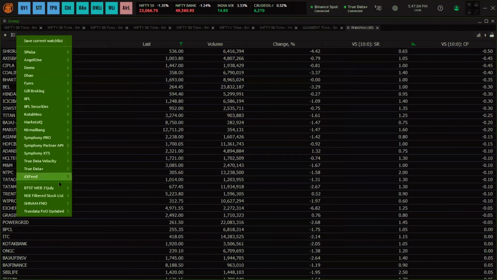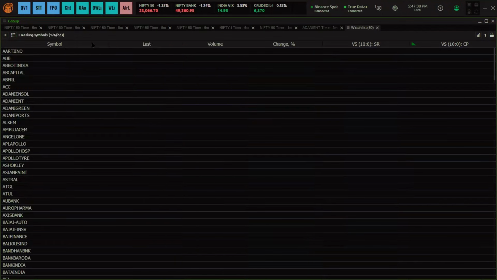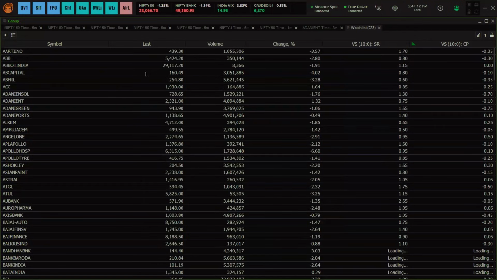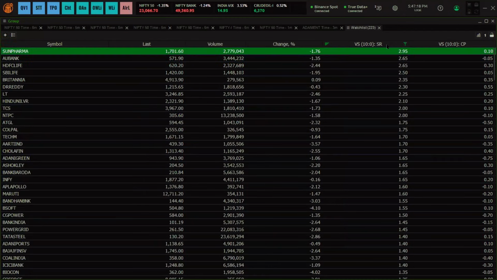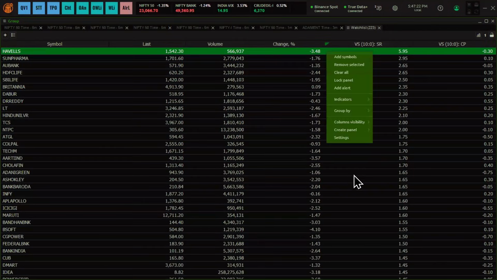What I can do is I can apply maybe futures underlier. Let me replace this. I'm using equity cash symbol. You can use the futures as well. Okay, so let us just see. So again, Sun Pharma. Okay. Interesting. Havells. Let us check.